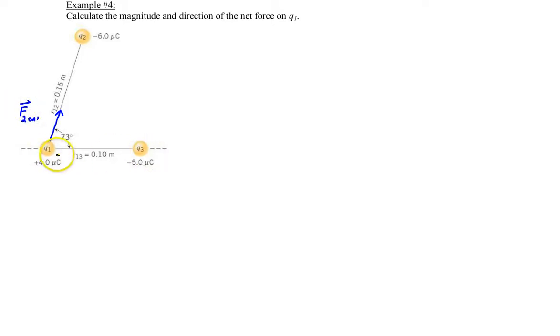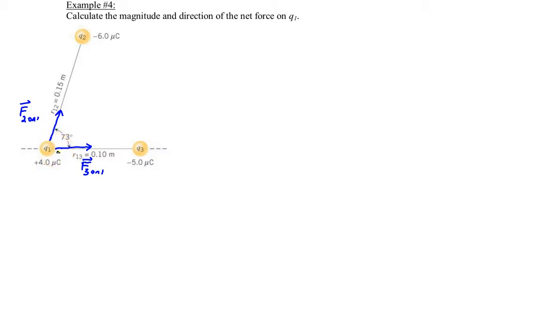Similarly, we see Q3 and Q1 have attractive forces as well, because this is negative and this is positive. And so we'll have a force of 3 on 1 pointing right along this axis. So this is F3 on 1. Okay, so we are looking for the vector addition of these two forces to find the resultant force on Q1.